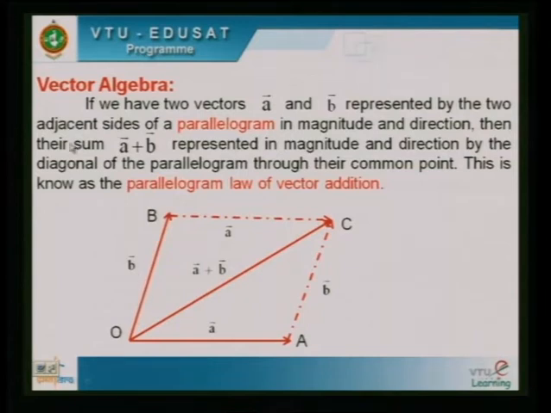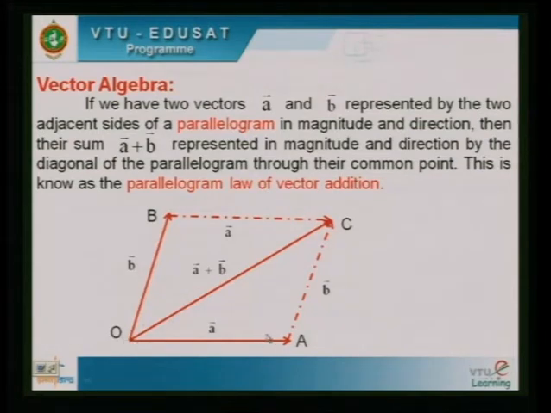We call them adjacent sides of a parallelogram in magnitude and direction. Then the sum A plus B, that is OC, is represented in magnitude and direction by the diagonal of the parallelogram through their common point. This is known as the parallelogram law of vector addition.